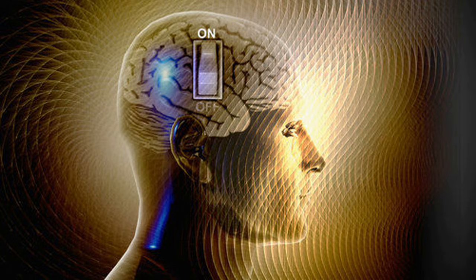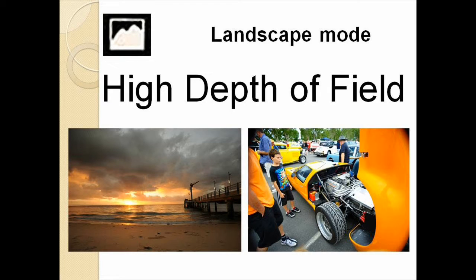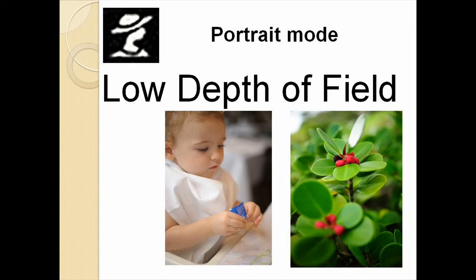This is where you need to turn your brain on and say, which kind of shot do I want? If I want this kind of shot, switch to landscape mode. If I want to tell the story of just the boy, switch to portrait mode. Zoom in on the boy.